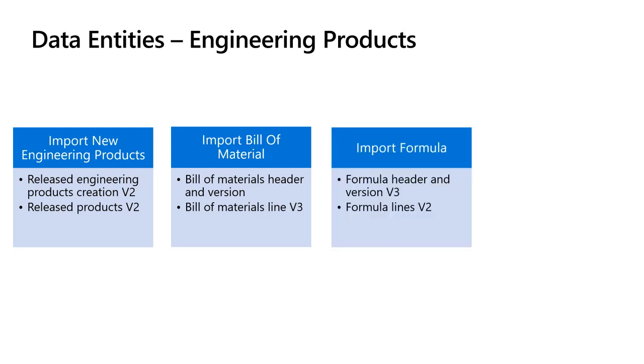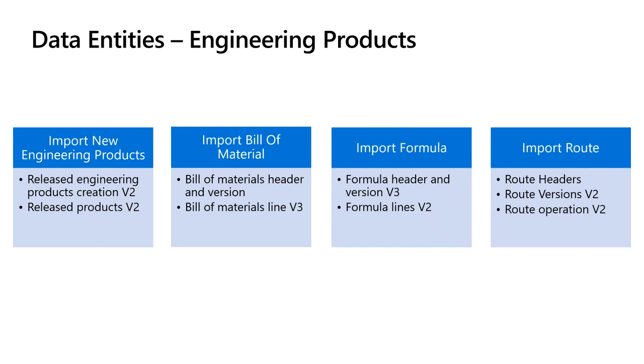Like BOM, you can import formula and formula lines using the formula header and version v3 and formula lines v2 entities. Again, in the formula header entity, you need to specify the engineering version for which you want to import and associate your formula. And for importing route details for a specific engineering product version, you can use the route header, route version v2, and route operations v2 entities.